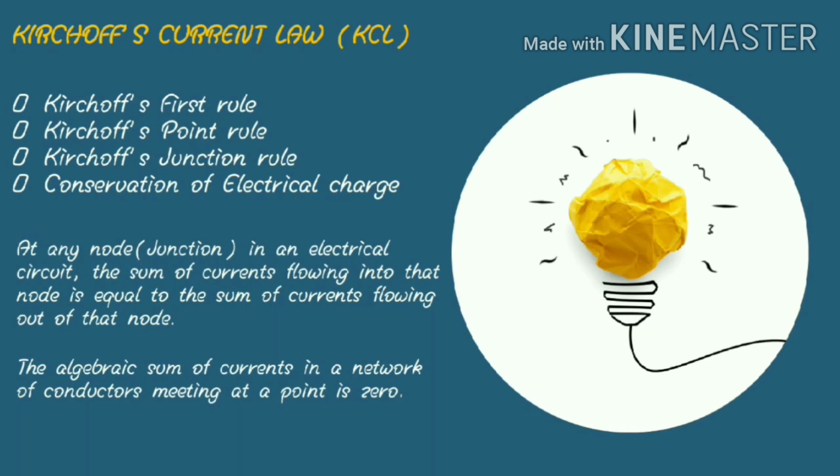And this rule is also known as conservation of electrical charge. At any node in an electrical circuit, the sum of currents flowing into that node is equal to the sum of currents flowing out of that node. This is the statement of the KCL law. What is the meaning? Suppose some currents are entering a node and some currents are leaving from that node. The sum of the entering current will be equal to the sum of the leaving current from the node. Otherwise, we can state that the algebraic sum of the current in a network of conductors meeting at a point is 0.